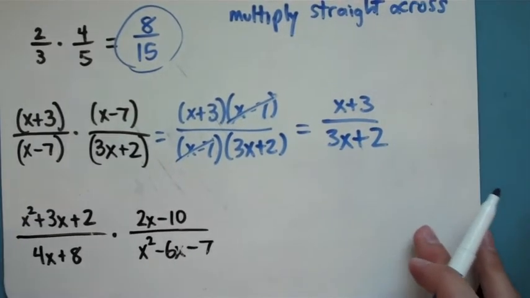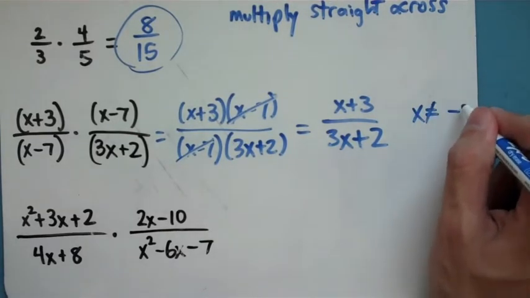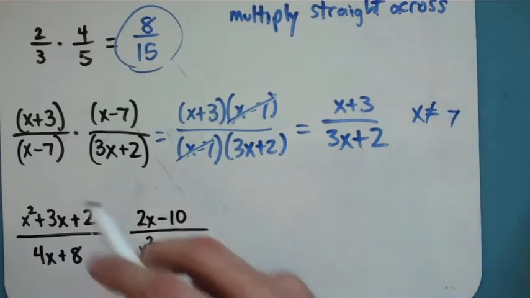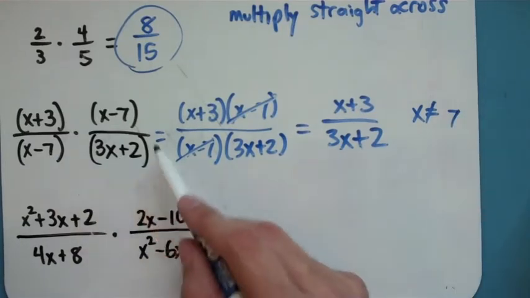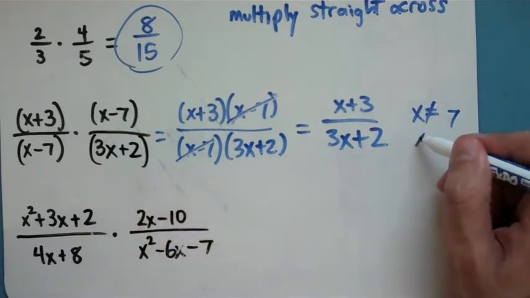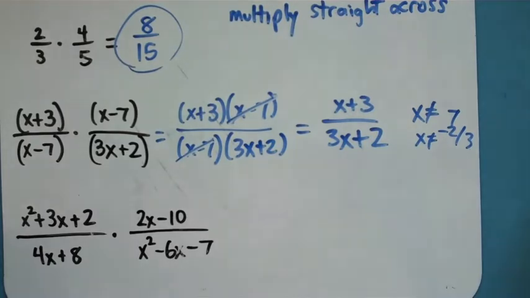Our excluded values in this problem would be x can't equal positive 7, because then this parenthesis over here would equal 0. And also, x can't equal, if you set this guy equal to 0 and solve, you get negative 2/3. So x can't be 7, and x can't be negative 2/3.